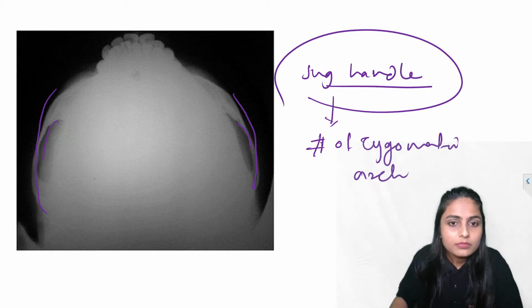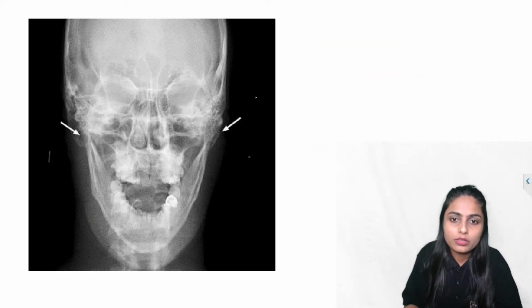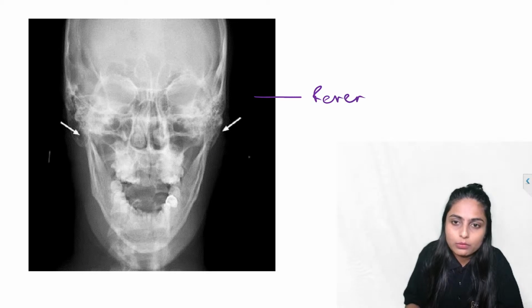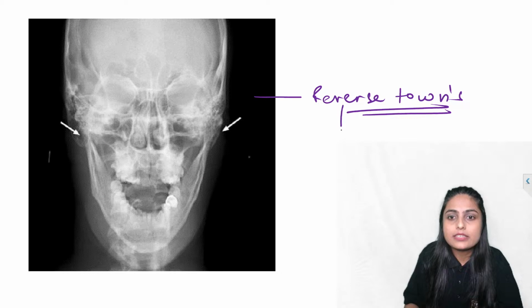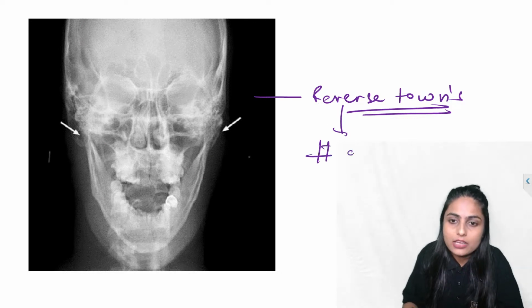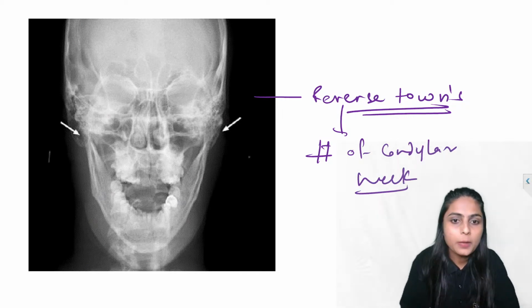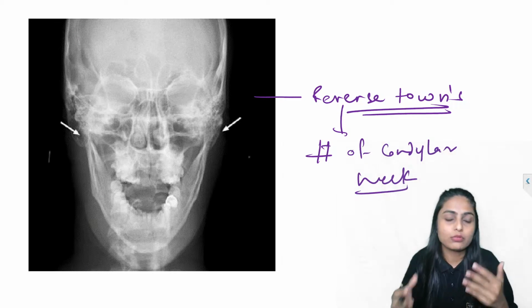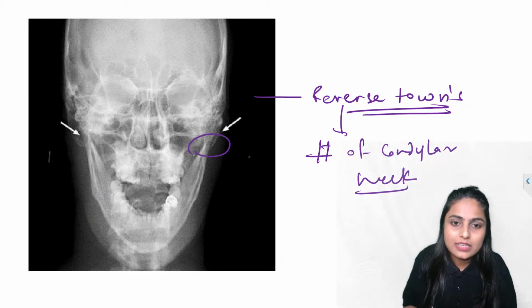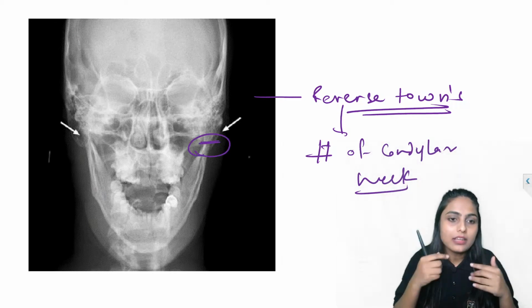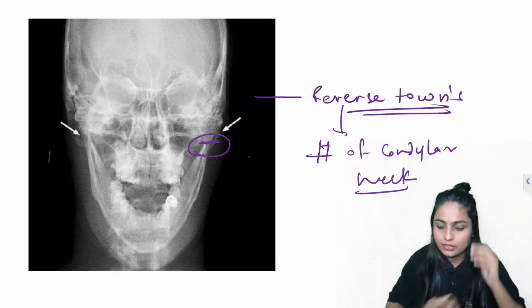All right. Coming on to the next view, this is reverse Towns. Reverse Towns view is taken to check fracture of condylar neck. High neck fractures of condyle, you can check with a reverse Towns view. You can easily see the necks of the condyle. The fracture can be easily appreciated in this view.